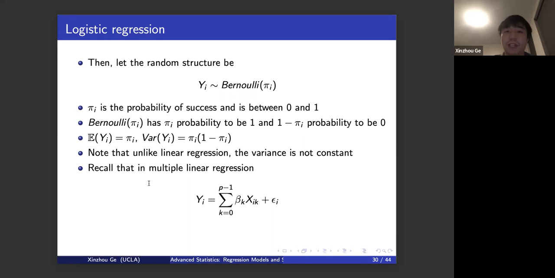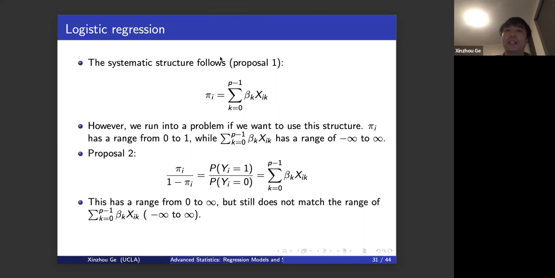In multiple linear regression, we can write yi as the sum of beta k times xik, k from 0 to p minus 1, plus epsilon i, where epsilon i is a random error. This is the formula for multiple linear regression, and can we use a similar structure to describe pi i here? The first intuition is that maybe we can use this to describe pi i. We can make pi i, which takes values from 0 to 1, a linear combination of the betas and the predictors x.